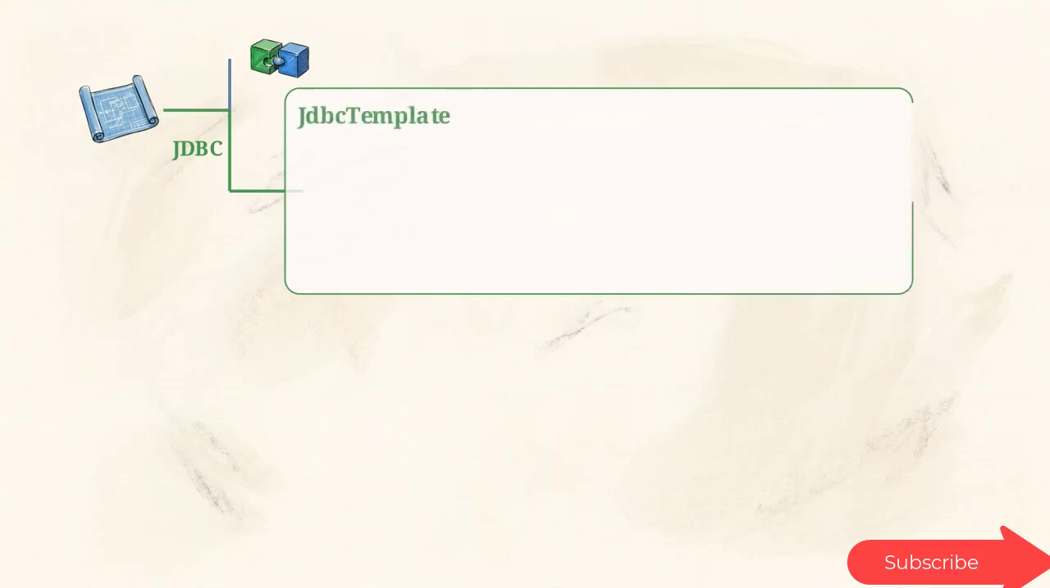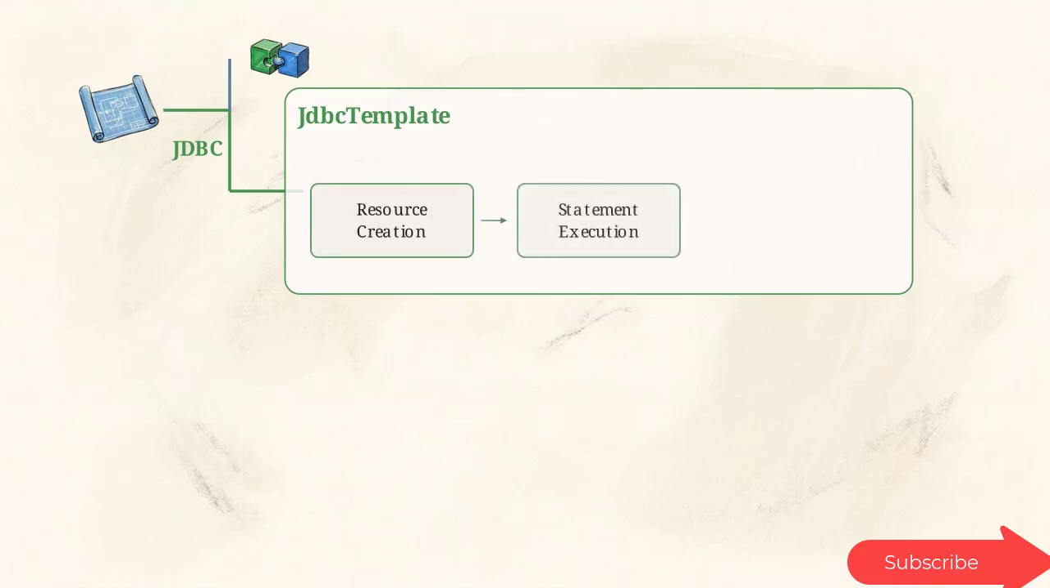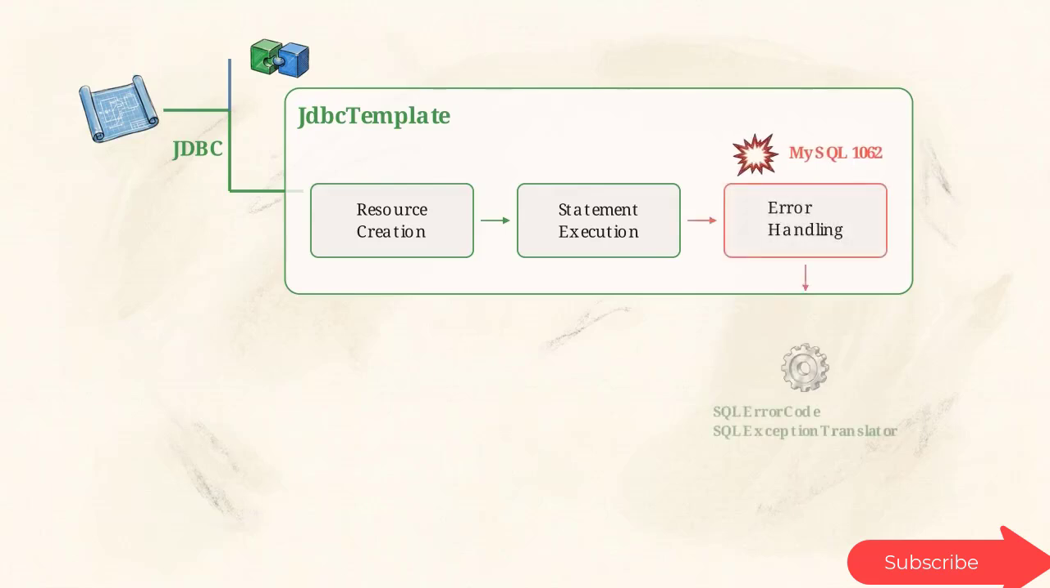The first pathway involves executing queries directly using Spring's JdbcTemplate. JdbcTemplate is a self-contained unit. It manages resource creation, statement execution, and error handling within its own internal workflow. When a database error occurs, the template intercepts the raw exception and invokes a specialized component, the SQLErrorCodeSQLExceptionTranslator. The translator executes a two-step process.